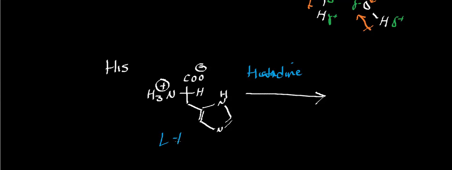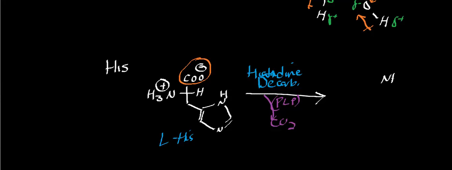This right here, this is L-histidine. So L-histidine decarboxylase. Keep in mind these are pyridoxal phosphate dependent decarboxylations. We're going to lose carbon dioxide. Specifically, you're losing the alpha carboxyl group as carbon dioxide. And so what you should get is this. You'll still have the alpha amine, but you'll get something like this. So you'll get that. And this molecule right here, this is histamine.